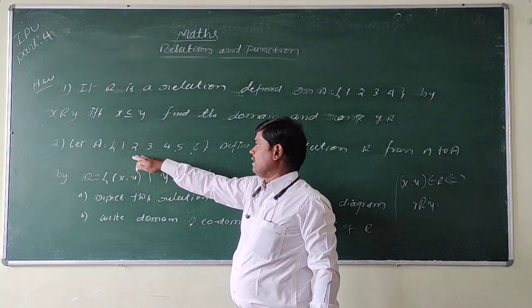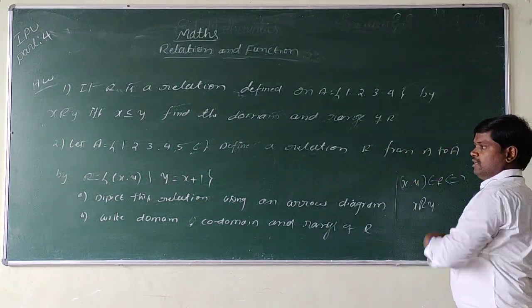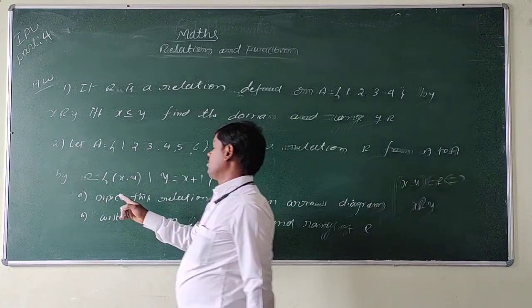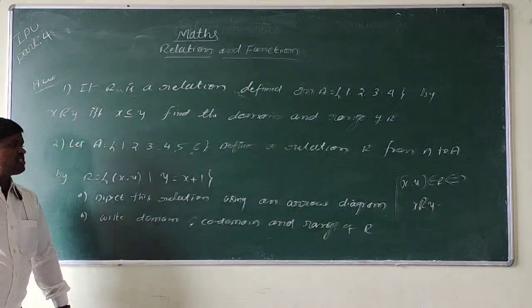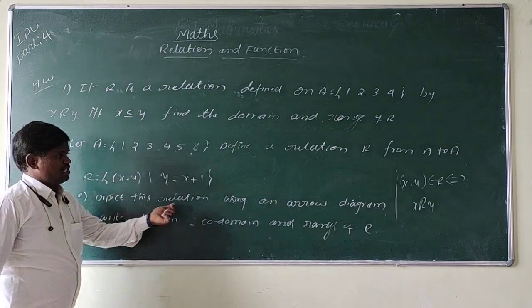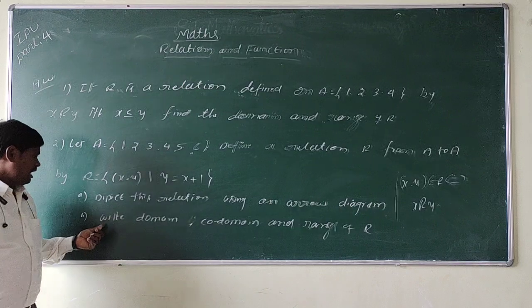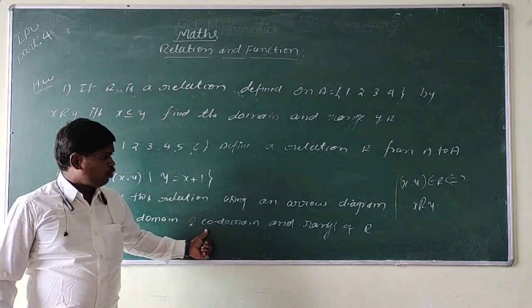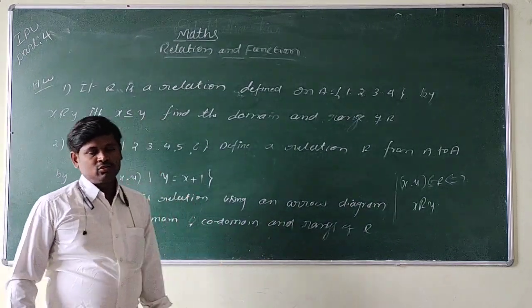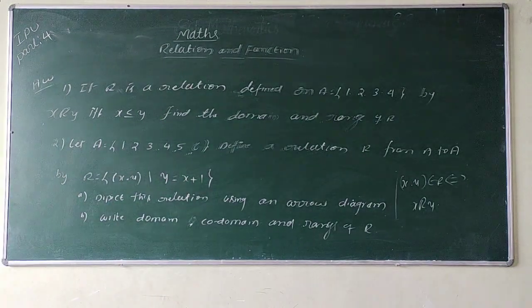Similarly, let A be the set and the relation defined from A to B, set A to B itself. So R is the set of ordered pairs (x, y) such that y is equal to x plus 1. The first question is to depict this relation using an arrow diagram, and write down the domain, codomain and range. Okay, so you should do this on your own. Next problem, we are going to the next problem.